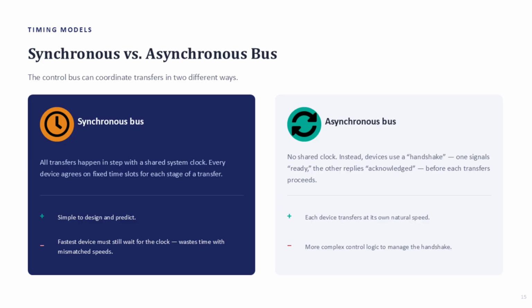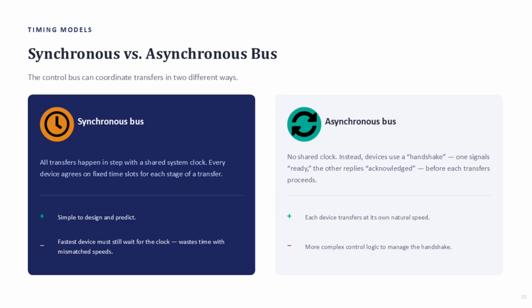Now let's look at the second approach, the asynchronous bus. Imagine two people carrying a heavy table. Instead of following a drum beat, one person asks, "Ready?" The other replies, "Ready." Only then do they lift the table. This is called a handshake. An asynchronous bus works using a similar idea. Instead of relying on one common clock, devices communicate through readiness signals. Once a device indicates that it is ready, the other acknowledges the signal. Only then does the transfer proceed.